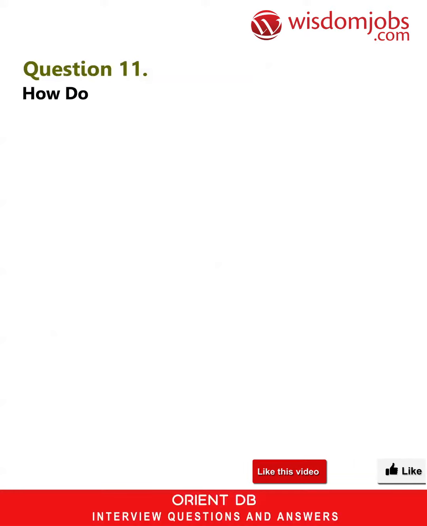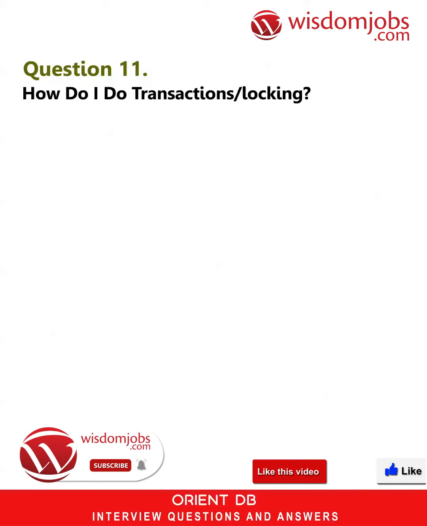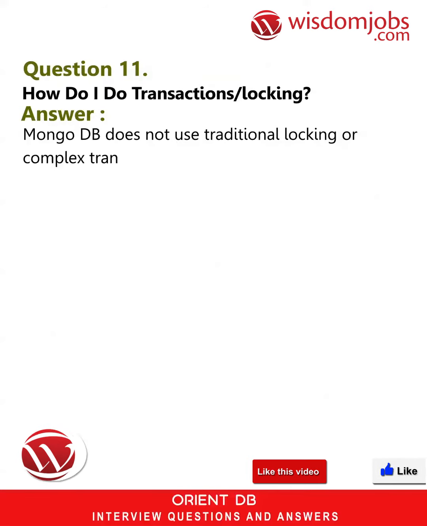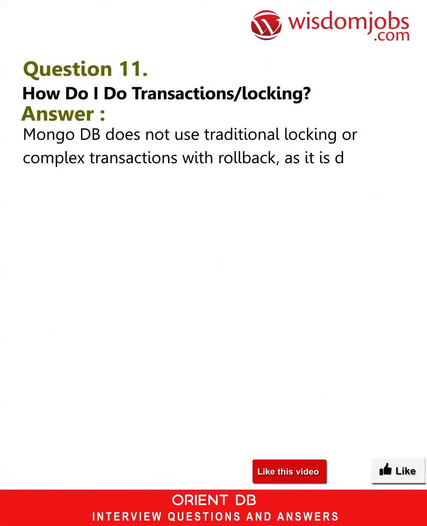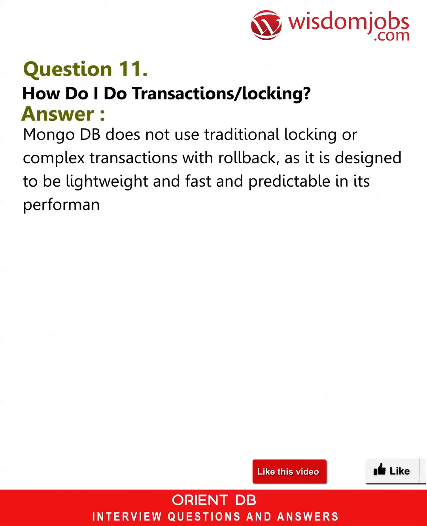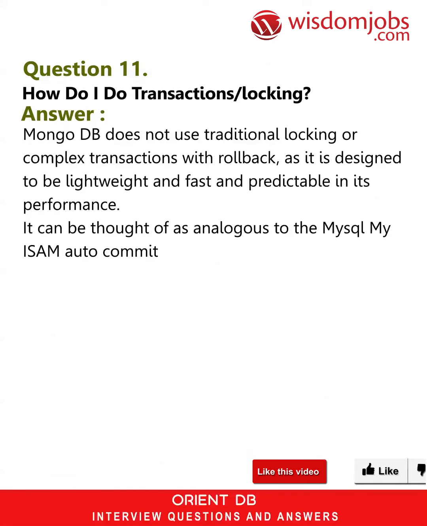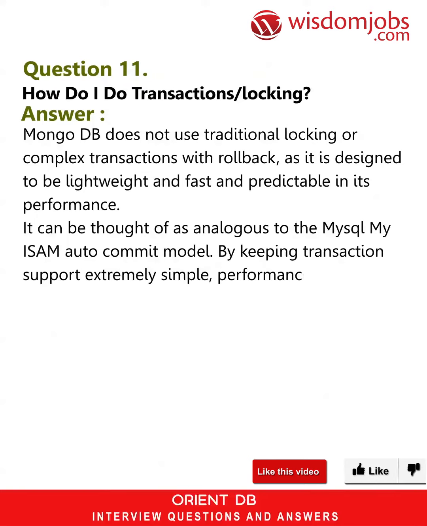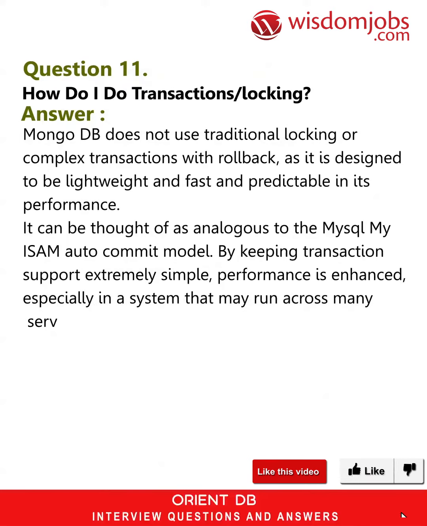Question 11. How do I do transactions/locking? Answer. MongoDB does not use traditional locking or complex transactions with rollback, as it is designed to be lightweight and fast and predictable in its performance. It can be thought of as analogous to the MySQL MyISAM auto-commit model. By keeping transaction support extremely simple, performance is enhanced, especially in a system that may run across many servers.